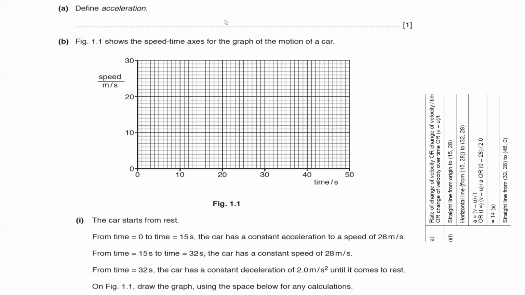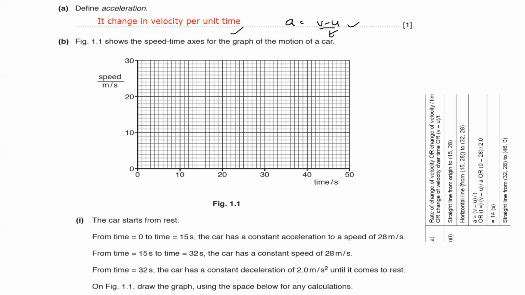Next question is about acceleration and completing a graph. So first thing, define acceleration. So how do we define acceleration? It is change in the velocity per unit time. So you can also say rate of change of velocity, or what is the change in velocity in a unit time, or even you can write a formula that it is v minus u divided by t. So any one of them scores the mark.